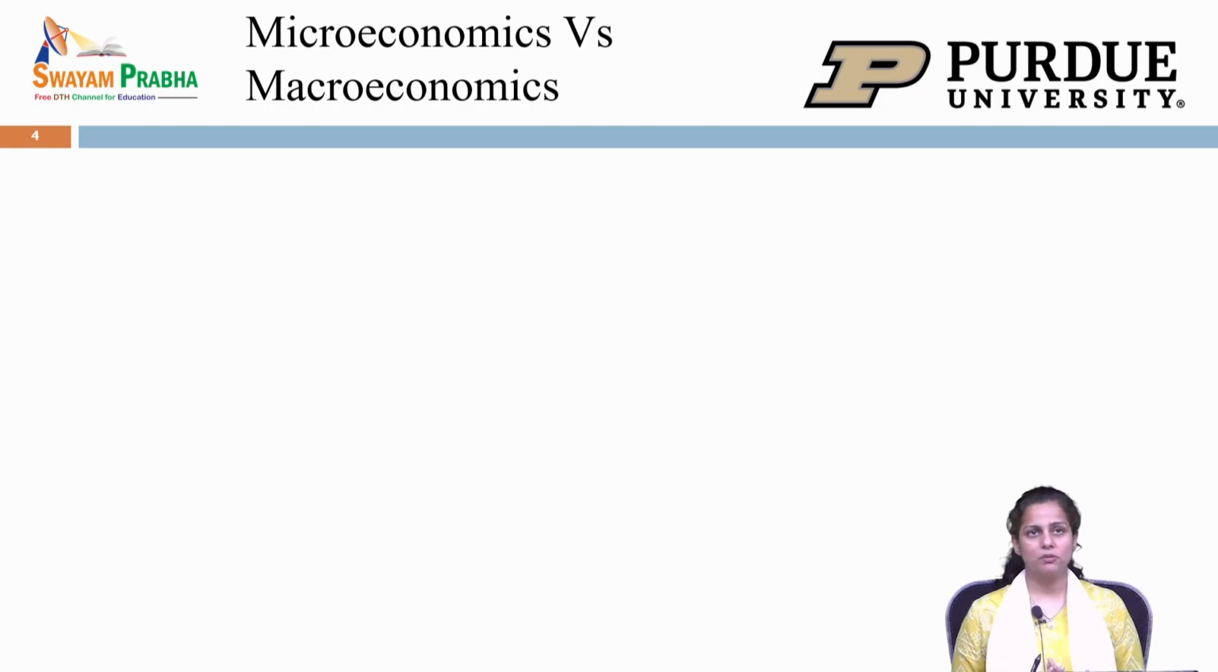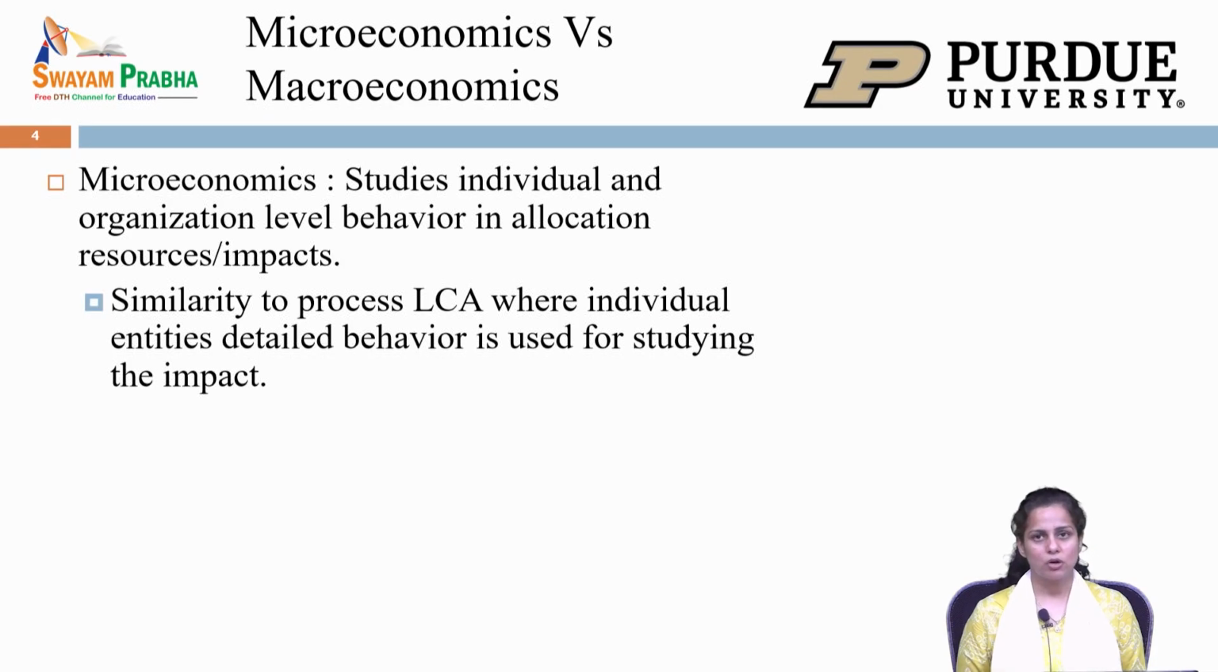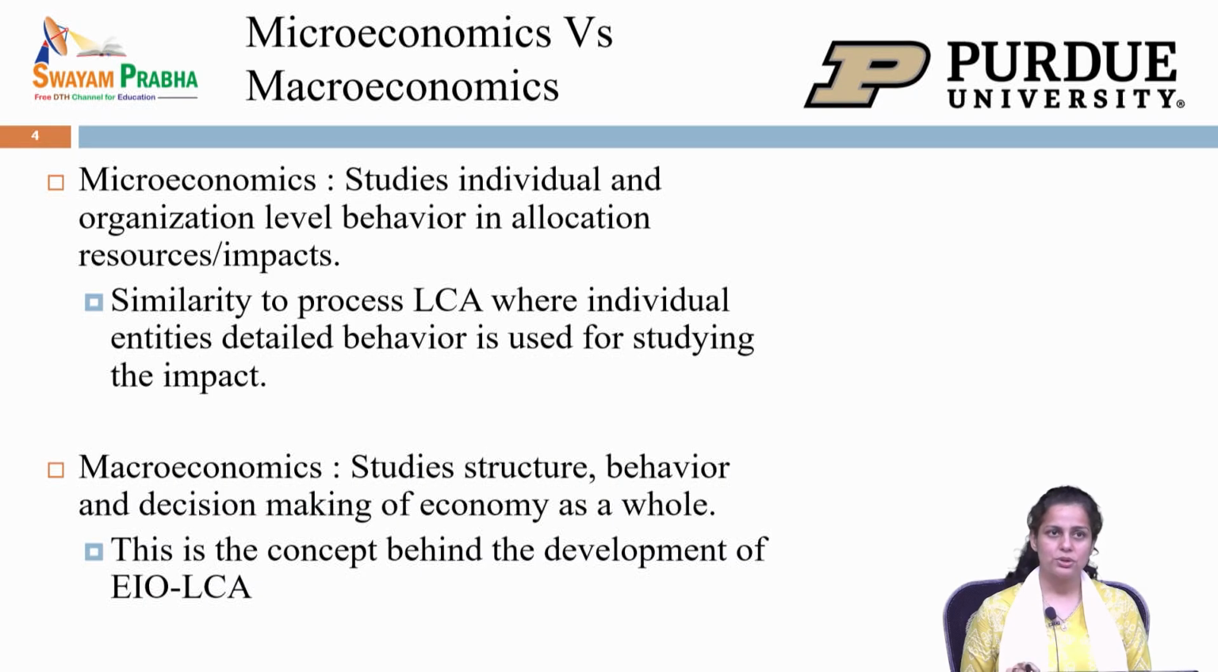Before we go there, we will look at the difference between microeconomics and macroeconomics. In microeconomics, we study individual and organization level behavior in the allocation of resources and impact, which is very similar to process LCA. We look at specific processes, how they use resources, their emissions and the impact they make. But macroeconomics looks at the structure, behavior and decisions of the economy as a whole, and that is the concept behind the development of economic input-output based LCA.